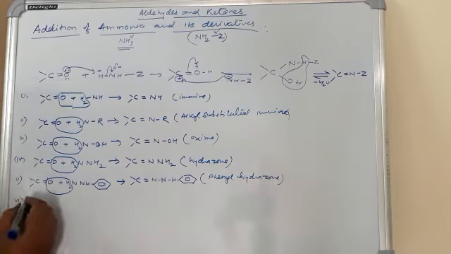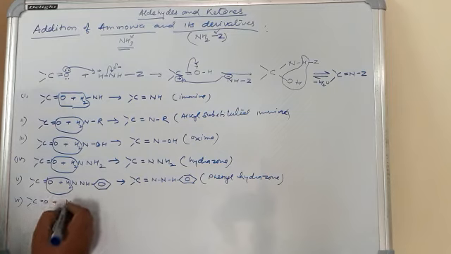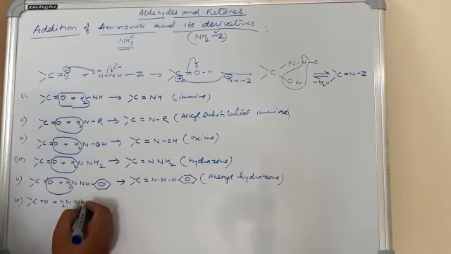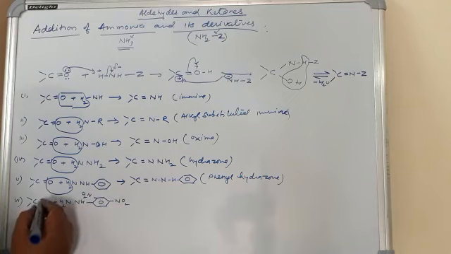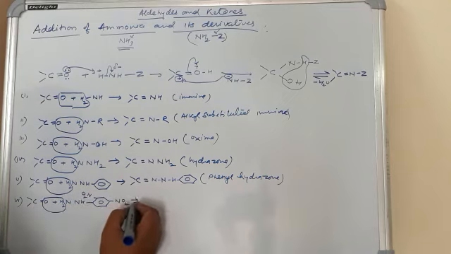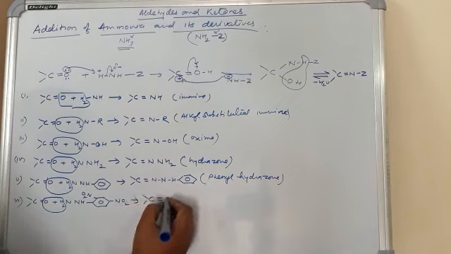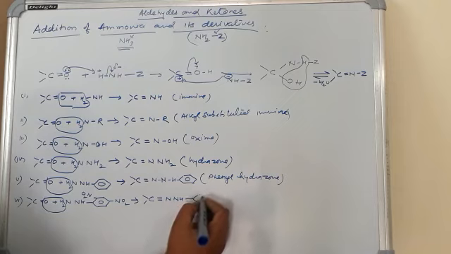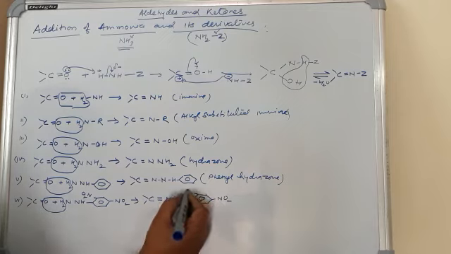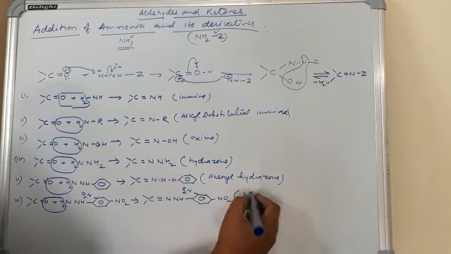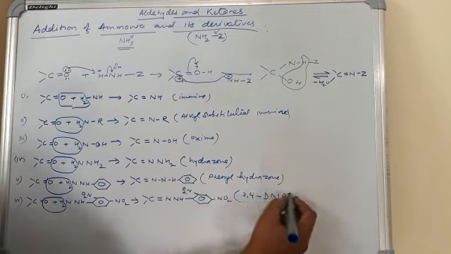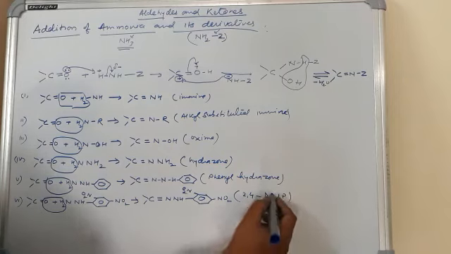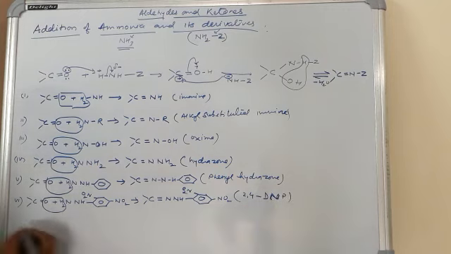Next, 2,4-dinitrophenylhydrazine. When treated with a carbonyl group, it will form 2,4-dinitrophenylhydrazone. In short, we say 2,4-DNP.